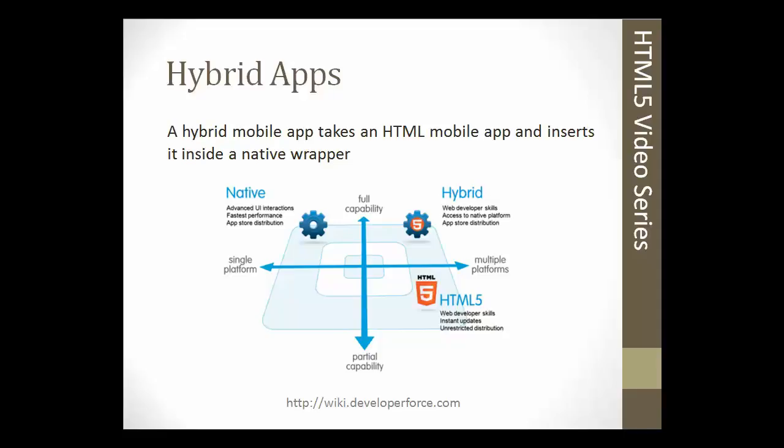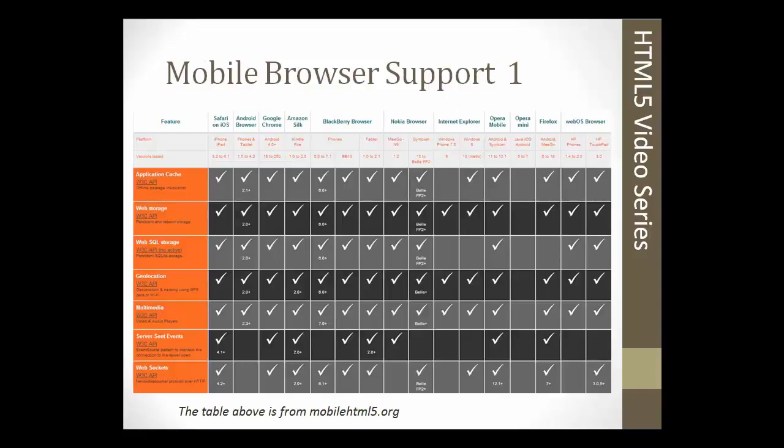As far as mobile browser support for HTML5, it's really getting there. This table is from mobilehtml5.org, and it shows which different APIs are available for which mobile browser. Mobile browsing is a little more complicated than desktop browsing because there are different versions of different browsers on different phones, on different platforms. But we're really getting there in terms of HTML5.